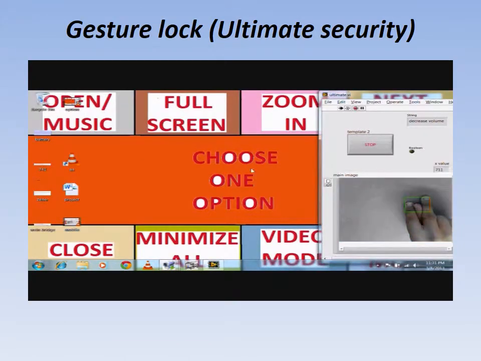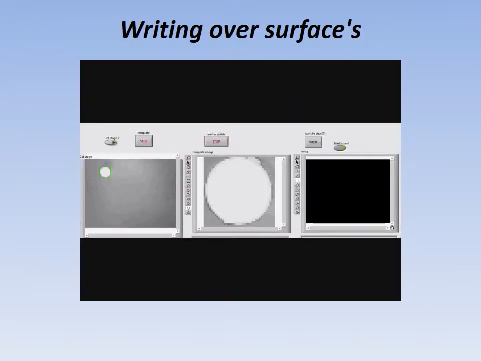Disable all the ports of the computer. Now the only way to access the computer is through a predefined gesture. The person who knows the original gesture can only operate the computer. If anyone else tries, the computer does not respond. Write anything on your notebook, and the same thing gets written over the blackboard.